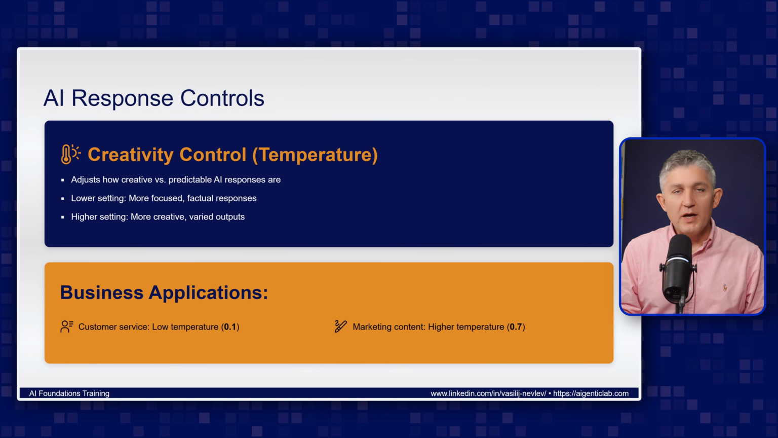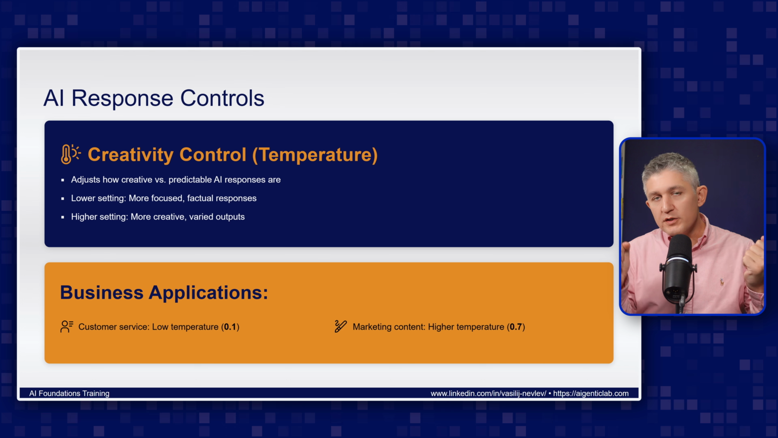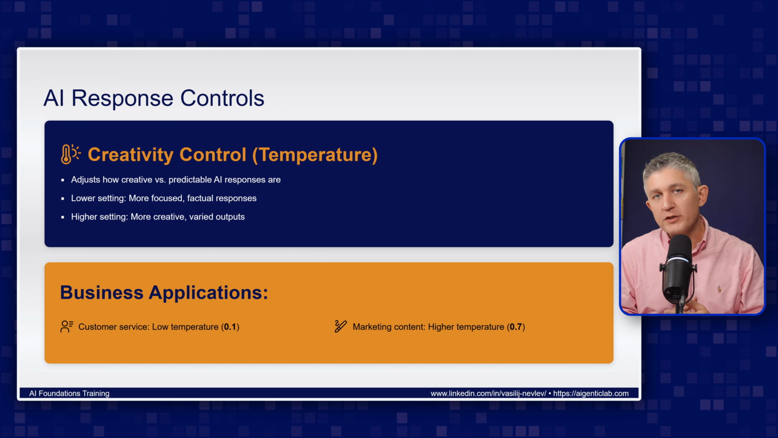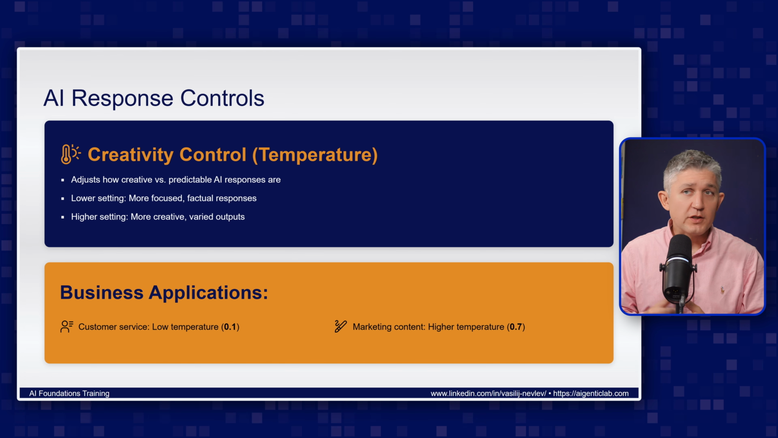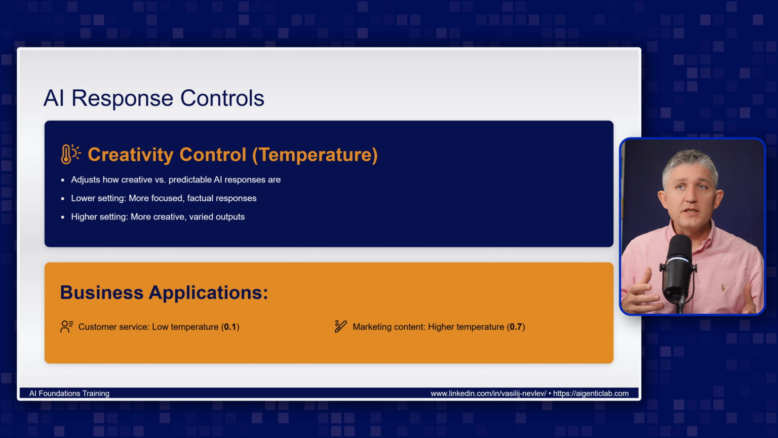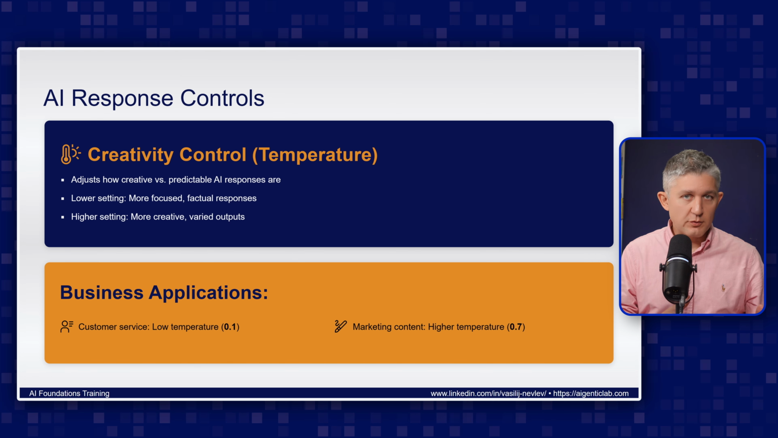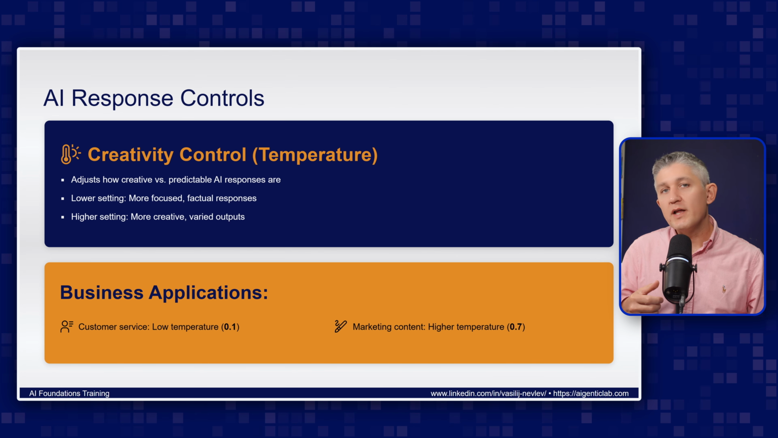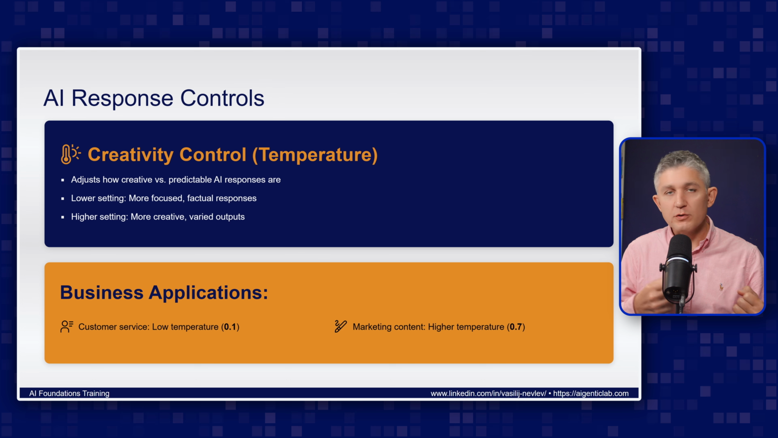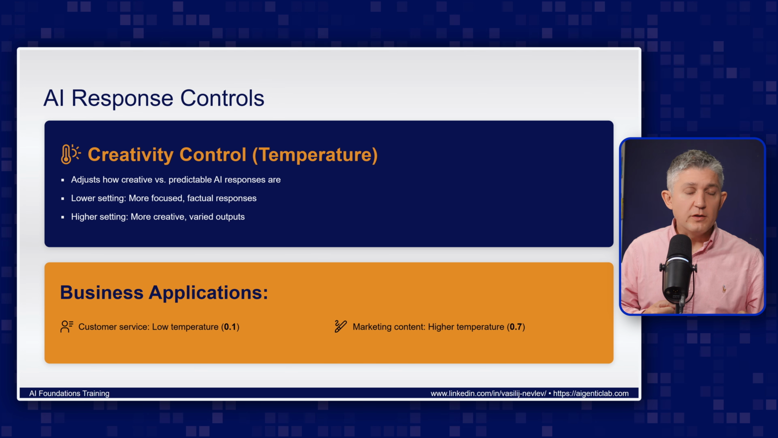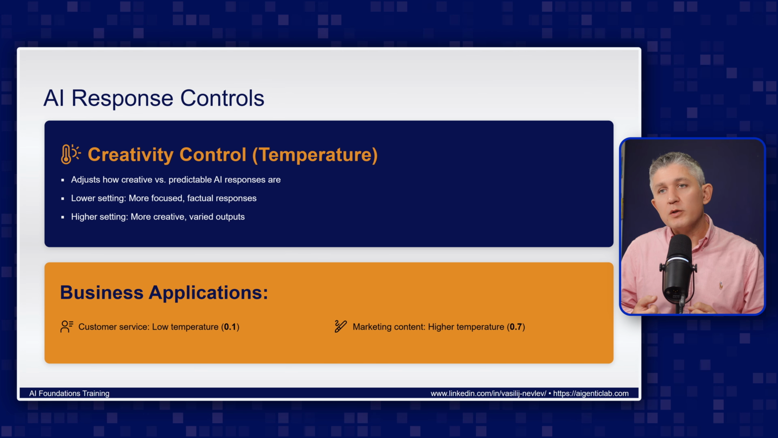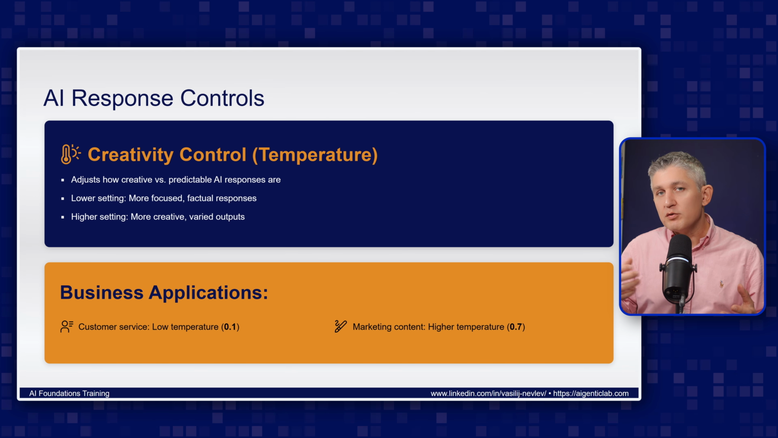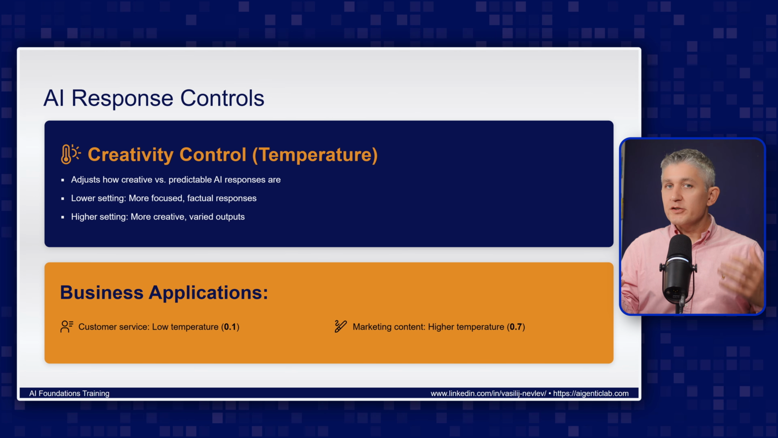Another term to keep in mind is that there are multiple levers that you can pull when you're working with an AI model. One of the common ones that I would like to cover here, and that's because it's important, is temperature. Temperature adjusts how creative versus predictable the responses are from your large language model. You would lower the setting when you would like to get more focused and factual responses from your large language model, and you will put the temperature up when you're looking for more creative, varied outputs. Think about the difference between the marketing copy versus a support ticket.